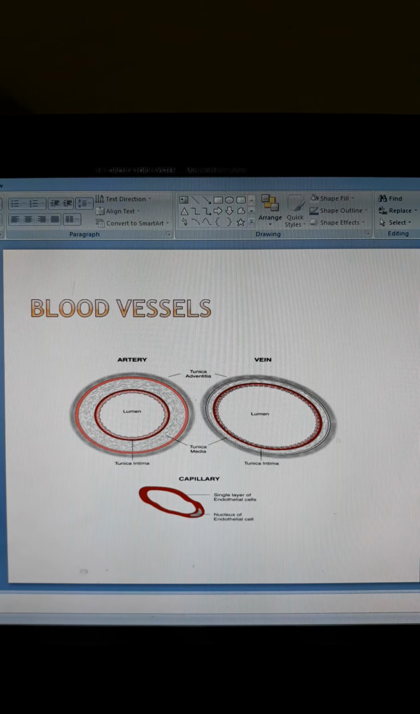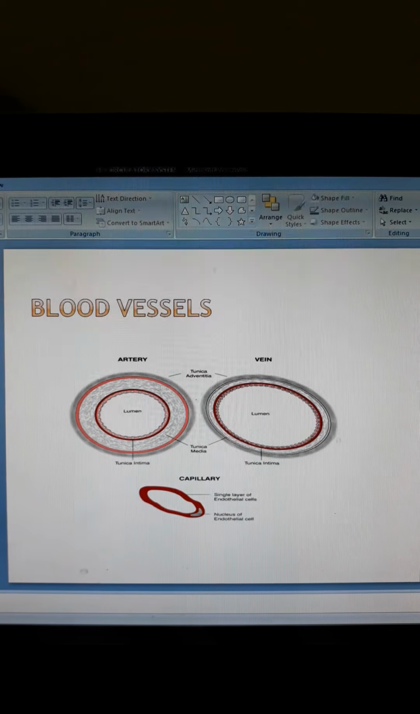They also contain valves. These veins contain valves at regular intervals, and the walls of veins are thin and less elastic as compared to the arteries, as the blood is not pumped with that pressure. So this wide lumen helps them to collect the blood, and the valves present in them help to prevent the backward flow of the blood. So the blood in veins flows uniformly.